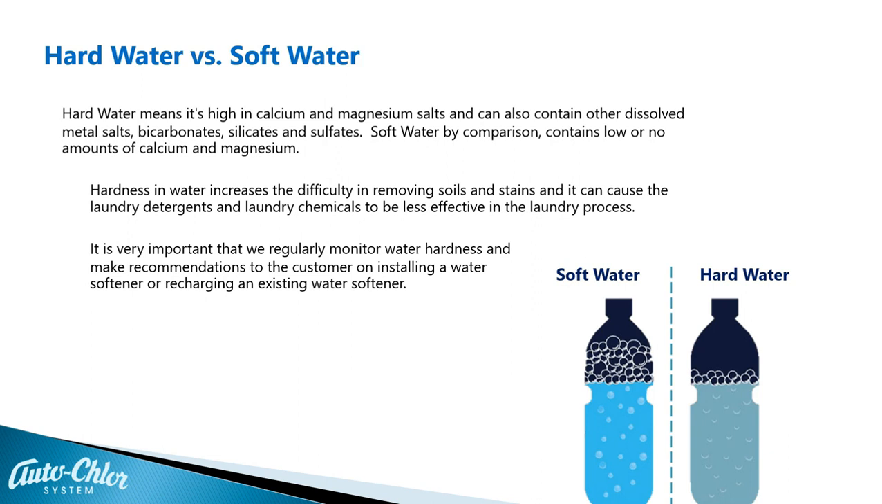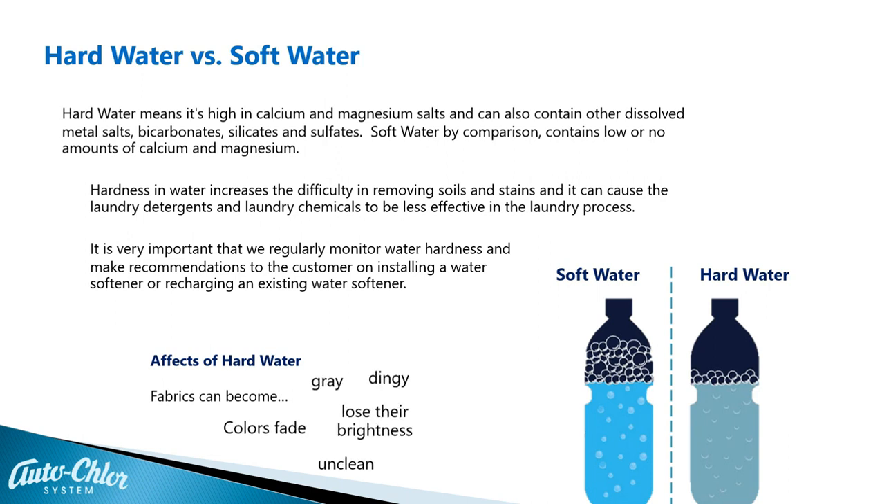It's important that we monitor the water hardness. This should be done on a regular basis within your accounts. Some of the effects that hard water has in the laundry operation: your fabrics can become gray. They can lose brightness. Colors can fade. They generally can look unclean and look dingy.